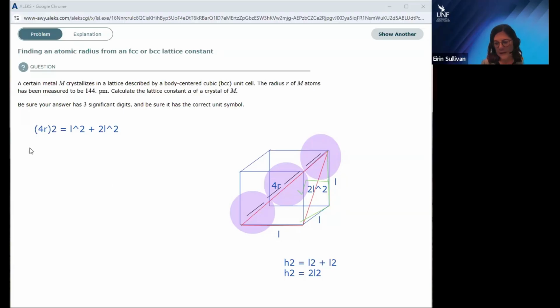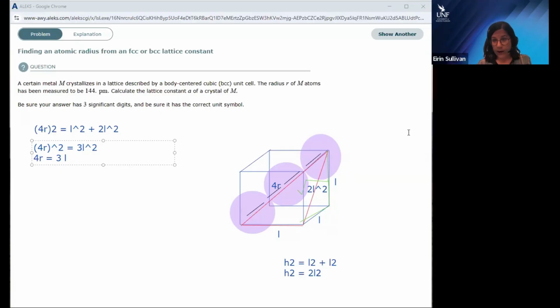So hopefully we can see that we can tidy this up a bit. 4R all squared equals L squared plus 2L squared, which gives me a total of 3L squared. Then we should be able to simplify that by just taking the root of both sides. So we are going to end up with just 4R on the left. I like that already. We are going to have to do root of 3, but then the root of L squared is just going to be L.